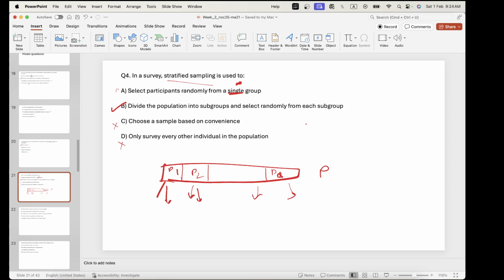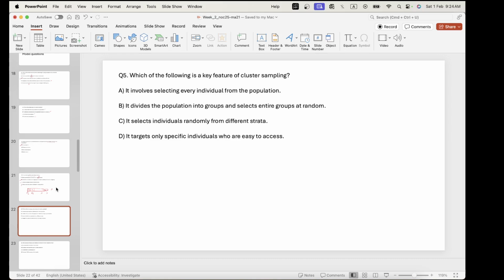Okay, and then from each of the states you collect a number of samples randomly. That would be an example of a stratified sample. Okay, number 5. Which of the following is a key feature of a cluster sampling?